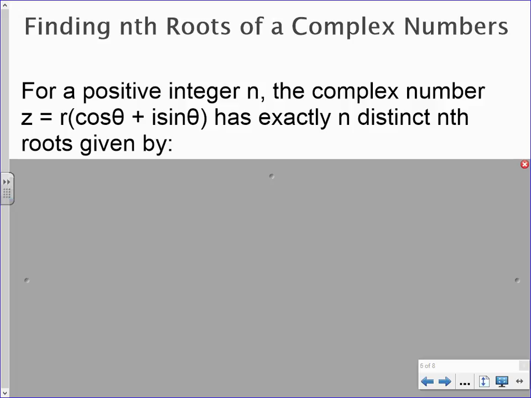Any number, trig or standard form, because we can convert between the two, has exactly n nth roots. So any real number, excuse me, not real, I said that wrong. Any complex number has 2 square roots, 3 third roots, 4 fourth roots, 5 fifth roots. Okay? So if we're talking about the third roots of 8, yeah, we know 2 is a third root of 8, but there's also 2 other complex numbers that when you cube them, we get 8. Is that kind of mind-blowing? Yes.